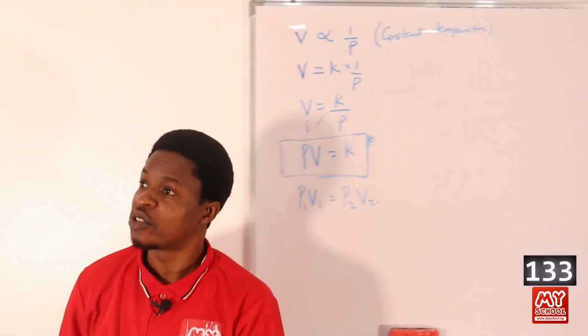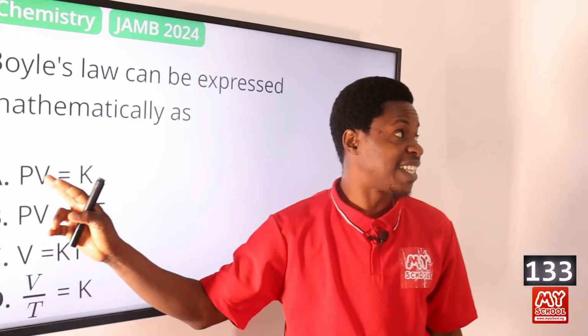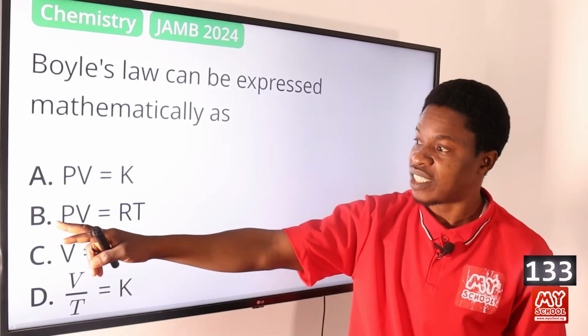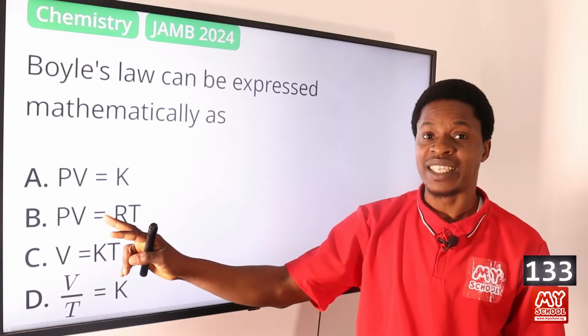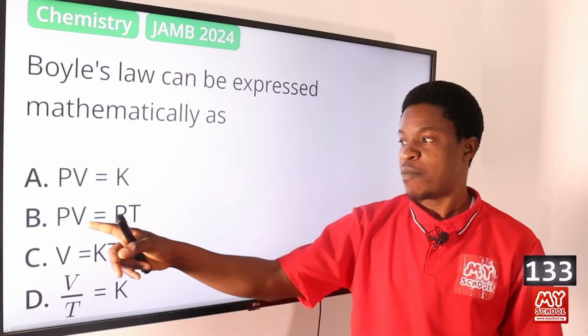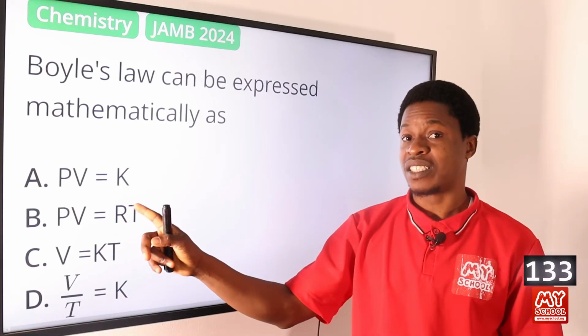Let's move on to the screen. Option A says PV equals K. I think that is just it. Option B says PV equals RT. No. This is looking at the ideal gas law, where we have PV equals nRT, so this is not it.